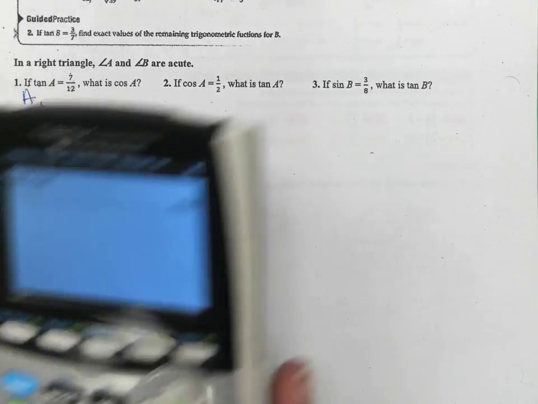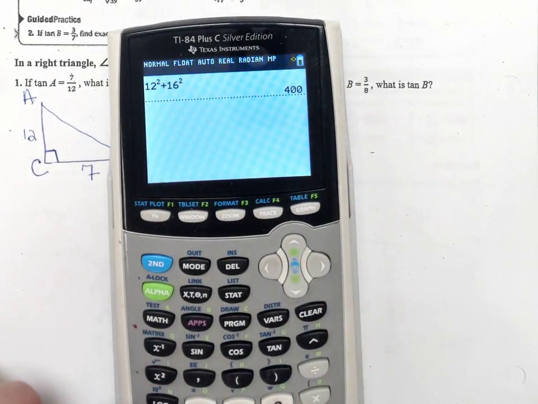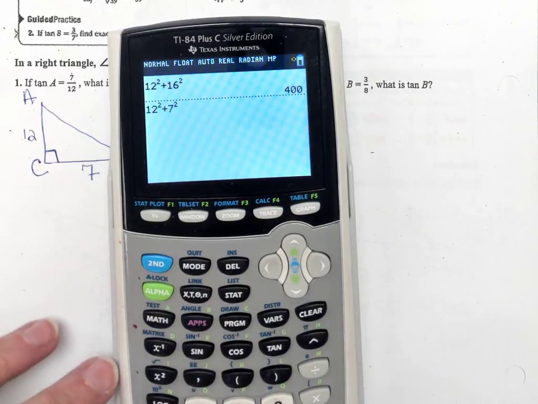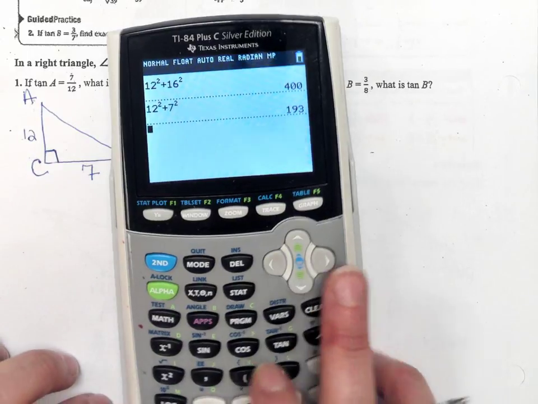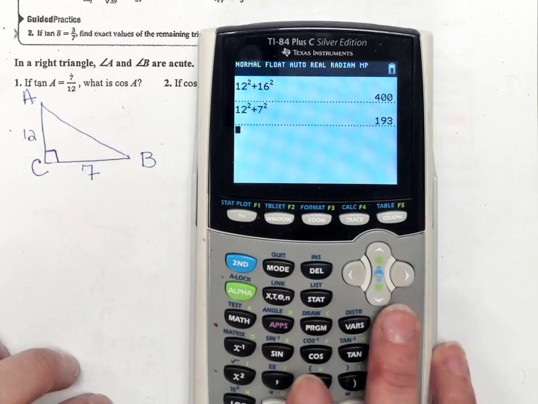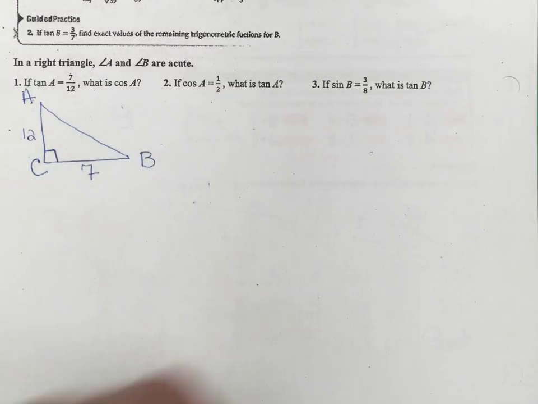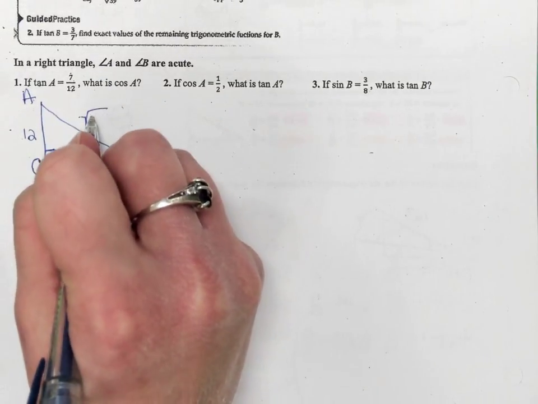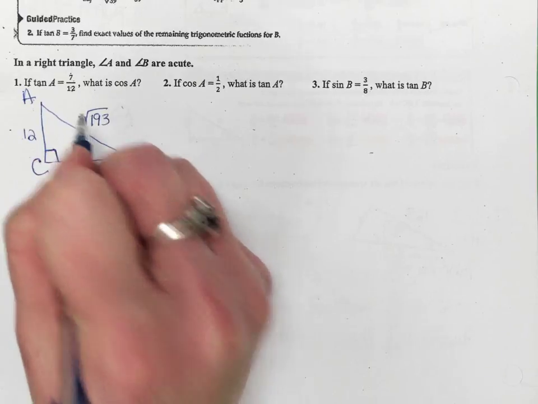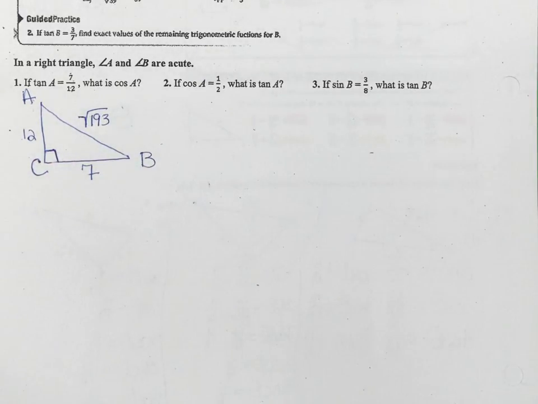Okay, so here we go. So it's 12 squared plus 7 squared. That's 193. Is that a perfect square? No. So how do we write that? Square root of 193, because I do not believe there is a perfect square that divides into that. Are we going to have to figure it out? Or can we just put that I do not believe there's a perfect square that divides into that? That's what I just said.